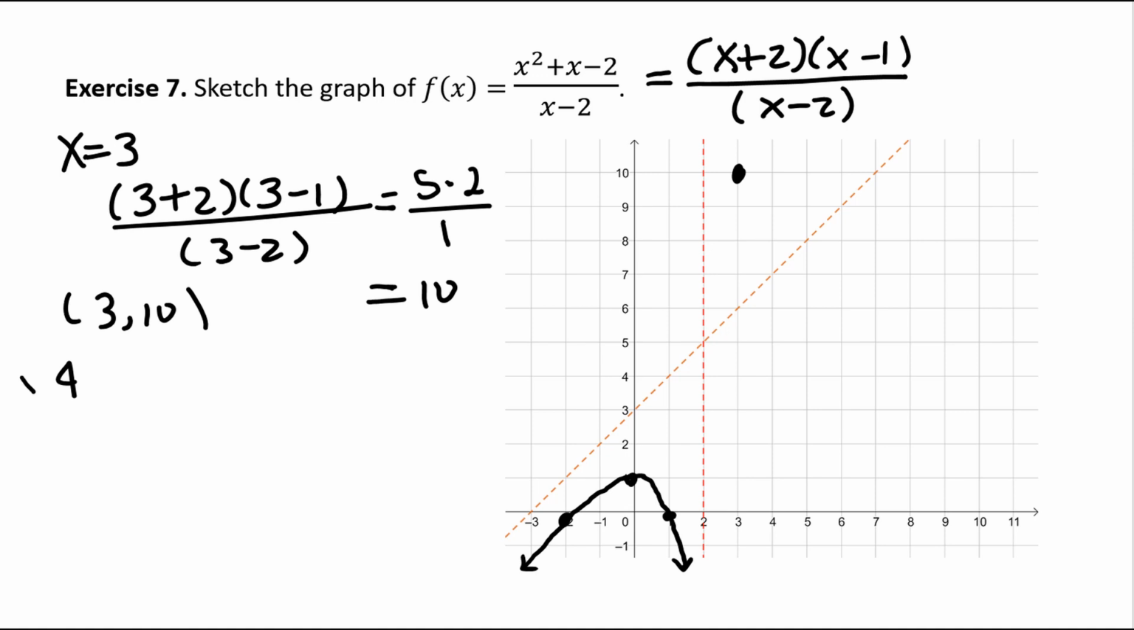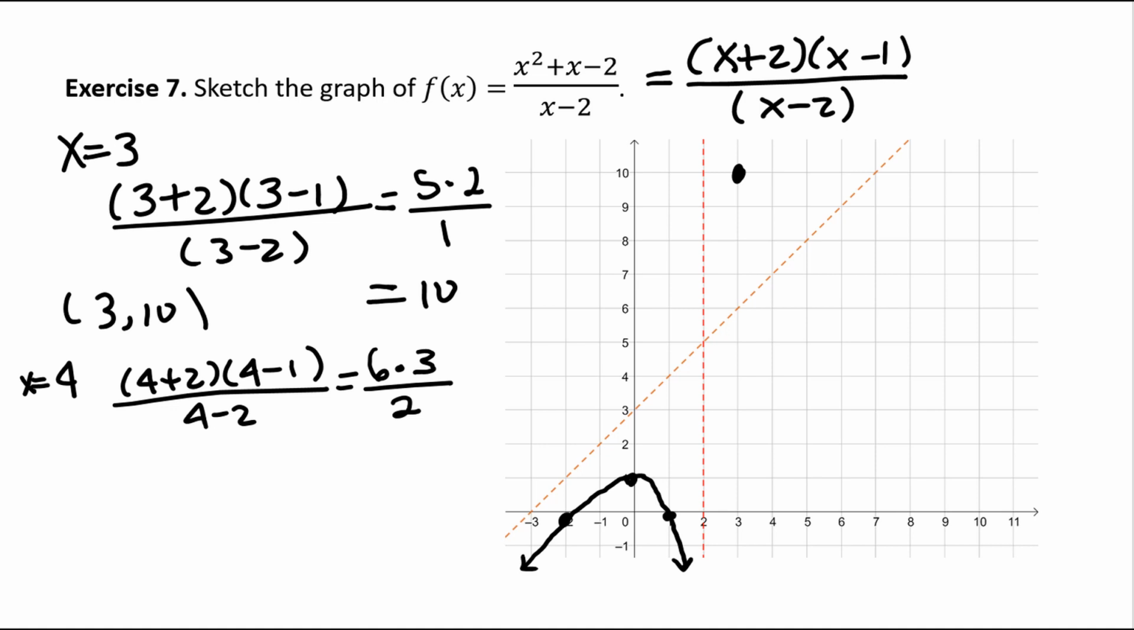Let's try 4. At x equals 4, we will have 4 plus 2 times 4 minus 1 divided by 4 minus 2. 4 plus 2 is 6 times 4 minus 1 is 3 divided by 2. So 18 divided by 2 is 9. So that ordered pair would be 4, 9. Let's plot 4, 9.